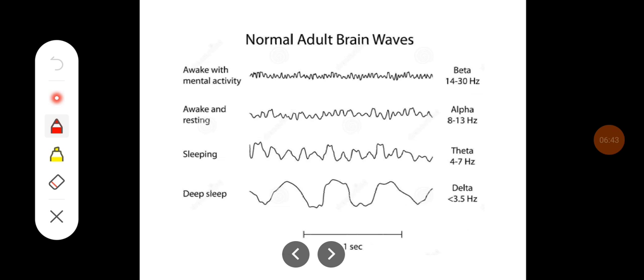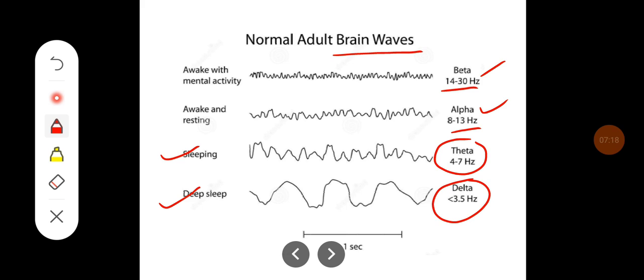So these are the normal adult brain waves. When awake and resting, you will be able to see the alpha rhythm with 8 to 13 hertz, and when you are awake with mental activity, it is converted into beta rhythm with a frequency of 14 to 30 hertz, which is called alpha block. While sleeping and in deep sleep, you will be able to see the theta waves, which have a lower frequency and higher amplitude, and delta waves with much higher amplitude and lower frequency.